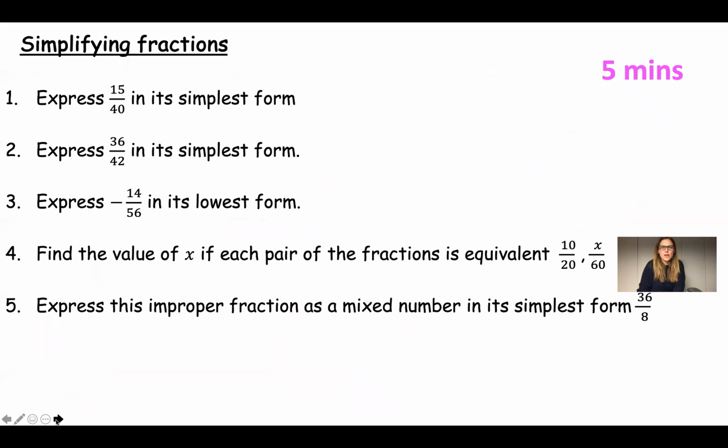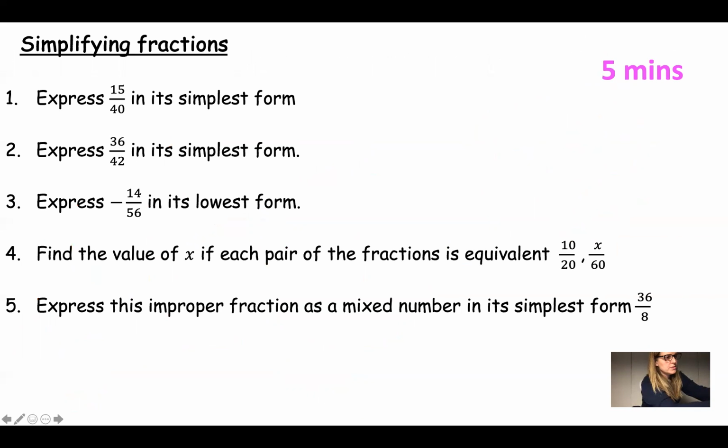Okay, 5 minutes to look at these 5 questions. Let's move that out of the way. 5 minutes.